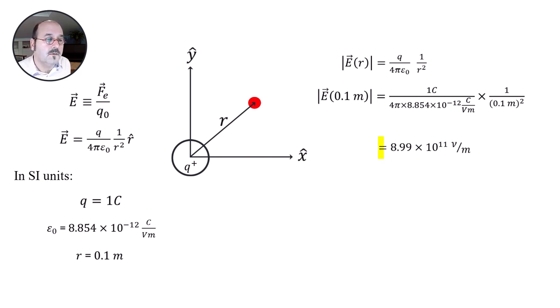And this is the answer for our magnitude of the electric field due to a point charge of 1 coulomb at a displacement of 0.1 meter, or 100 millimeters away.